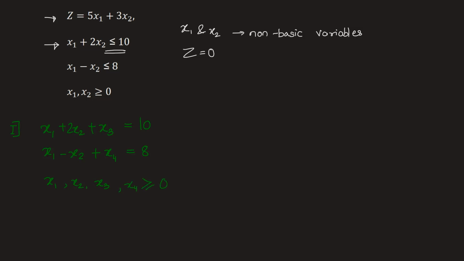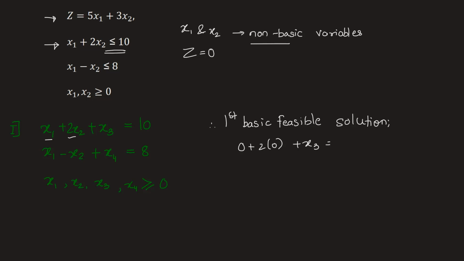So they have already said that x1 and x2 we have to take as non-basic variables for the first simplex tableau. Therefore, the first basic feasible solution will be putting x1 and x2 to be 0. We have 0 plus 2 times 0 plus x3 is equal to 10. This gives us x3 as 10 and from the second one we get x4 as 8. So this is our first basic feasible solution.